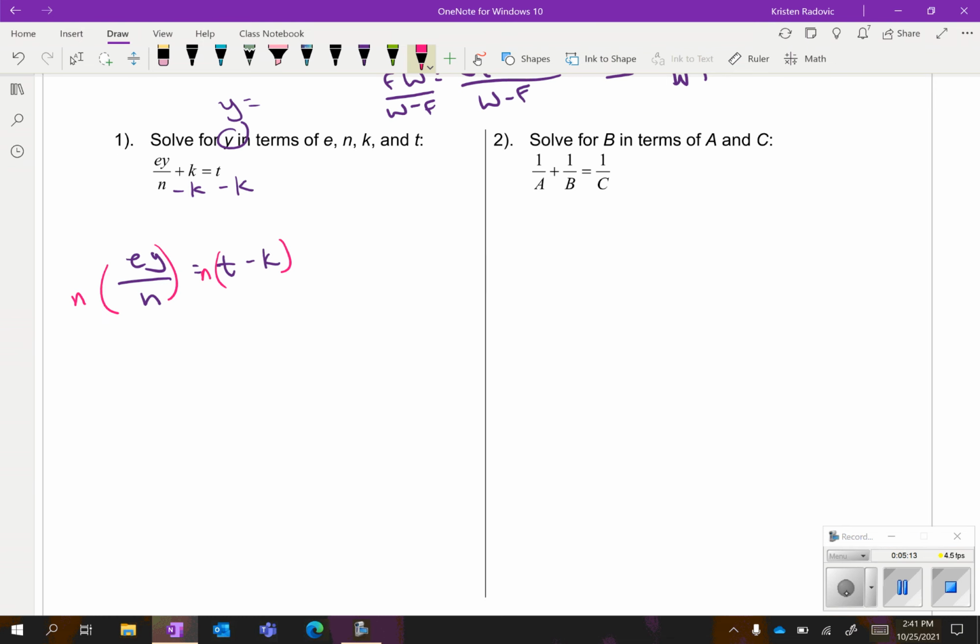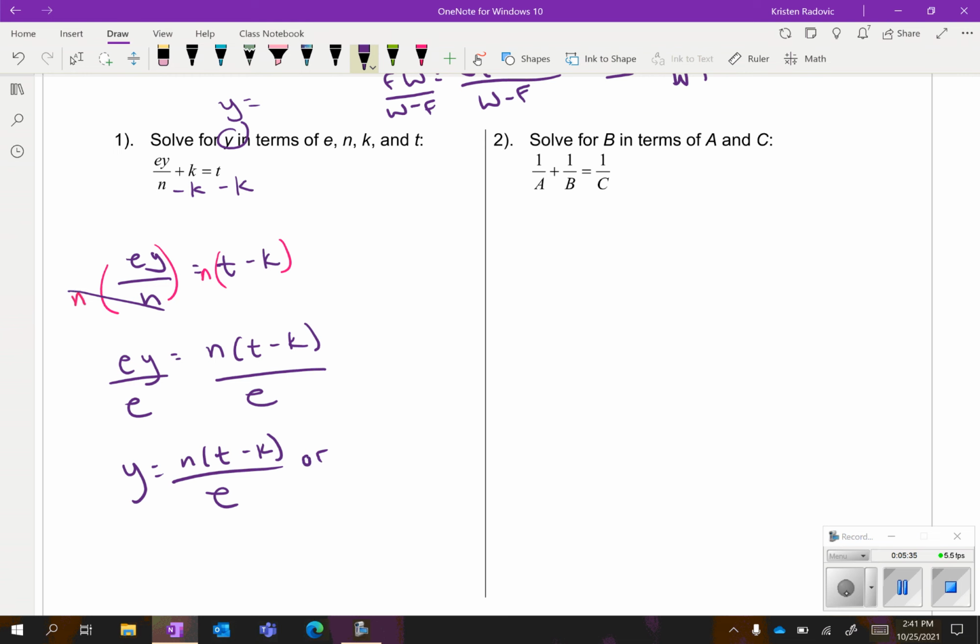And I'm going to get ey, because my n's will cancel out, equals n times t minus k. And to get y by itself, you just divide by e. So y is equal to n times t minus k over e. If you would really prefer, you can distribute the n to get y equals nt minus nk over e. So there are a lot of different ways to do these problems.